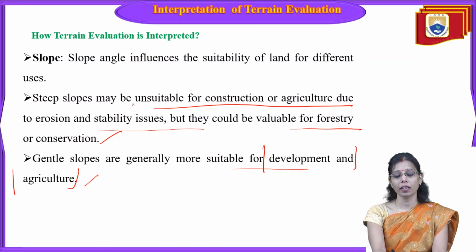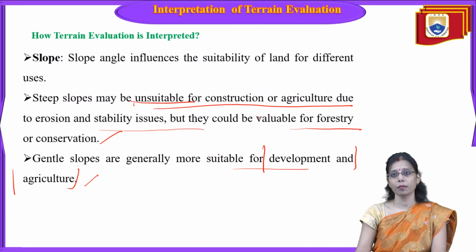Steep slopes are always unsuitable for construction, as I said in the previous slide also. When it is a steep slope area, there is a chance of flooding. Whenever heavy rain occurs, the steep slope will be flooded with water, and the low-lying areas will be flooded with water. That's why it is unsuitable for agriculture or construction.